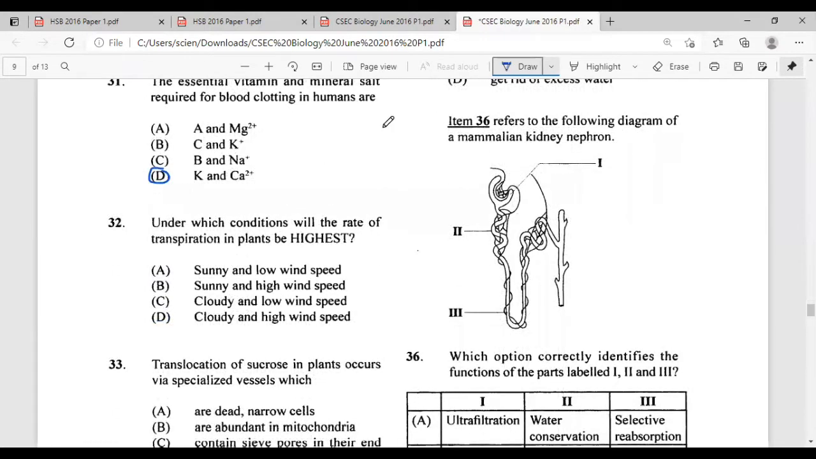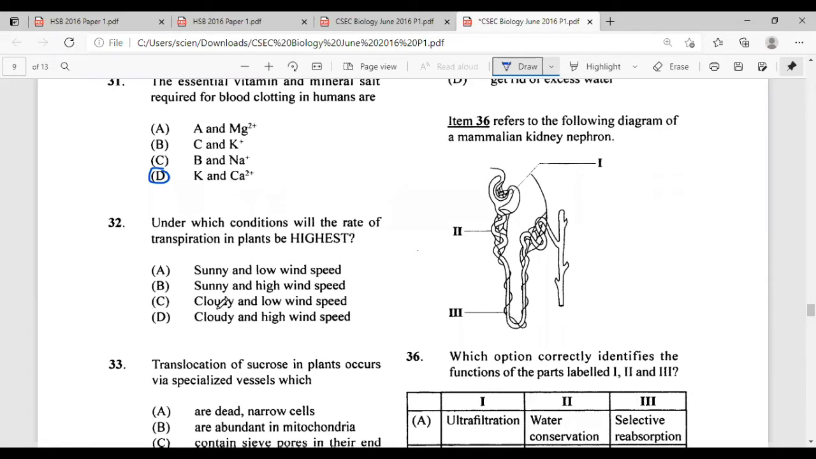Question 32. Under which conditions will the rate of transpiration in plants be the highest? So we're looking for the rate of transpiration, the highest. Remember, transpiration is the loss of water from plants. So we have A, sunny and low wind speed. B, sunny and high wind speed. C, cloudy and low wind speed. And then D, cloudy and high wind speed.